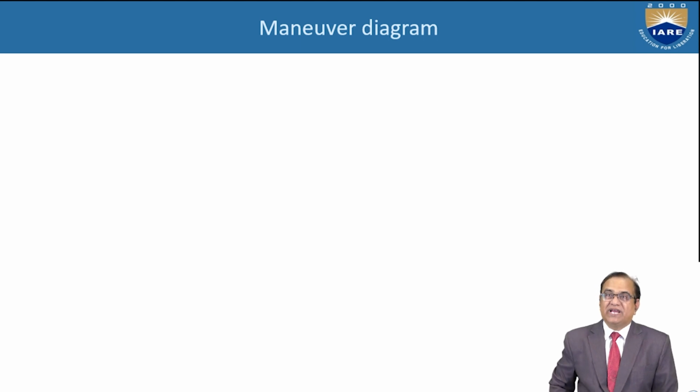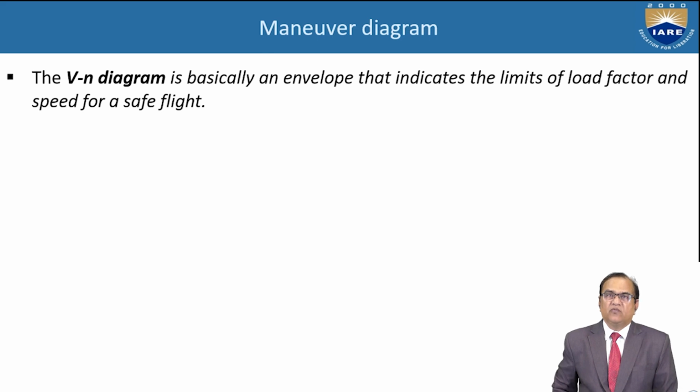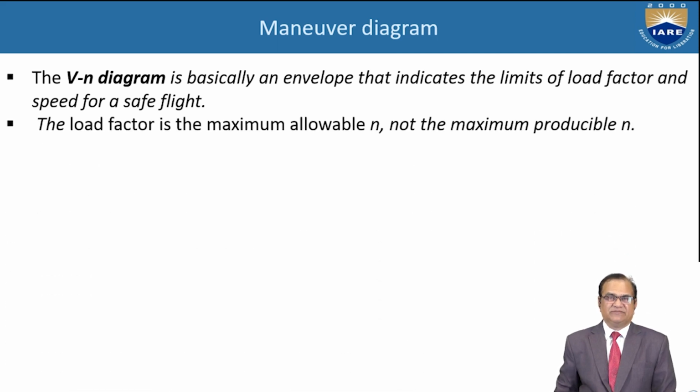Now I will discuss another diagram, very important. It is called the maneuvering diagram. The V-n diagram is basically an envelope that indicates the limits of the load factor and the speed for a safe flight. So we have seen previously that the V-n diagram is related to the load factor and speed, where we have to fly within the given speed limit and with the given load factor. It should not exceed the given criteria.